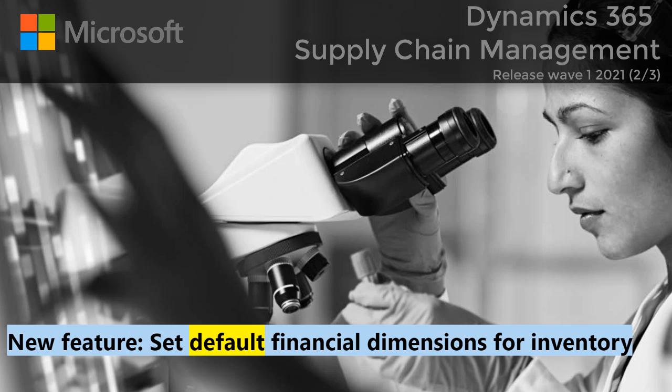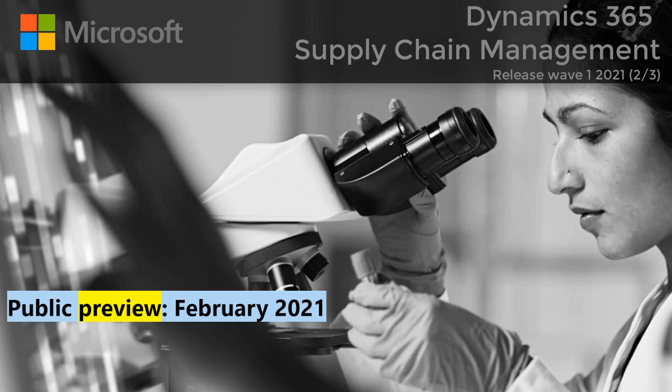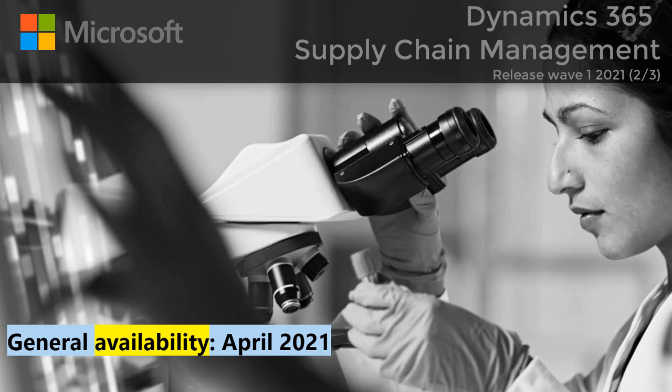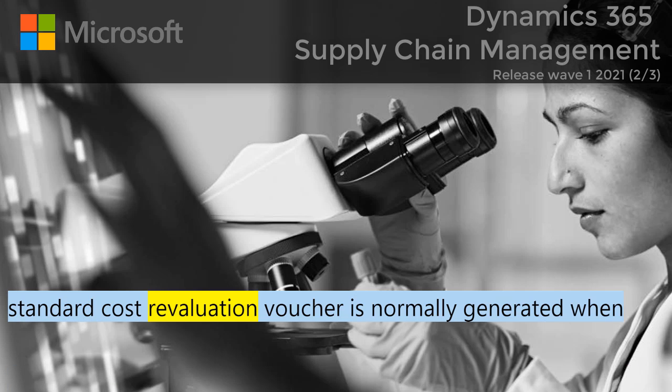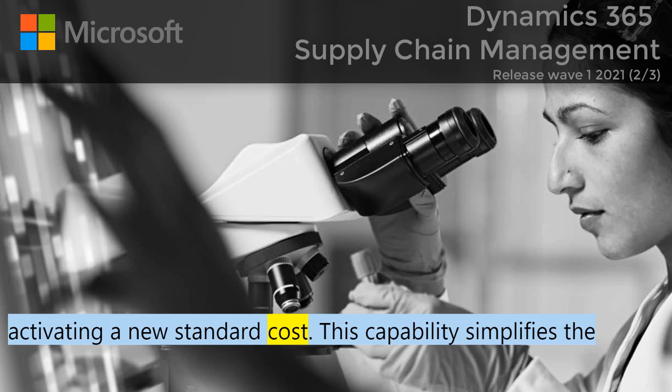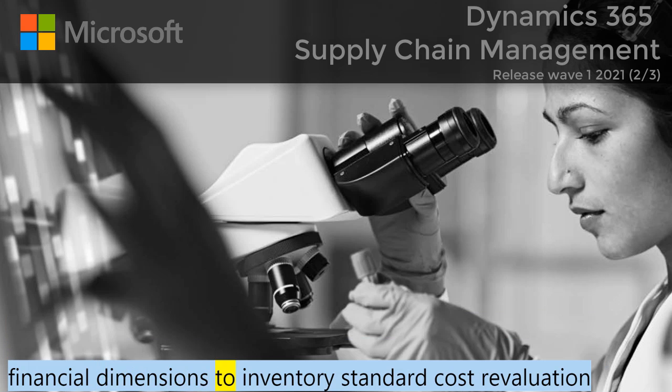New feature: set default financial dimensions for inventory standard cost revaluation vouchers. Public preview, February 2021. General availability, April 2021. This feature streamlines the standard cost revaluation process. A standard cost revaluation voucher is normally generated when activating a new standard cost. This capability simplifies the process and allows you to choose how the system will assign financial dimensions to inventory standard cost revaluation vouchers.